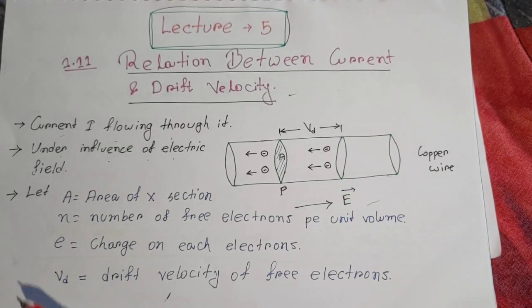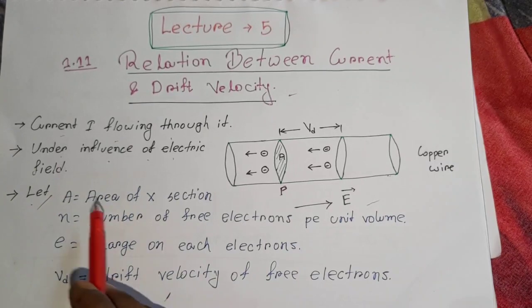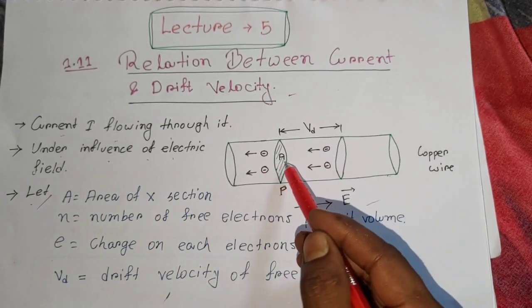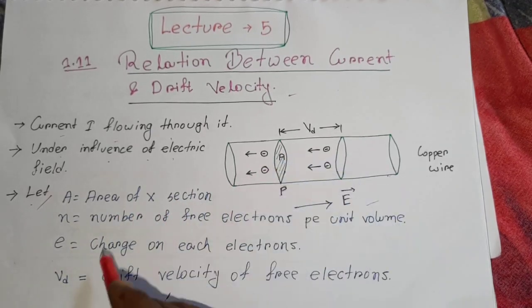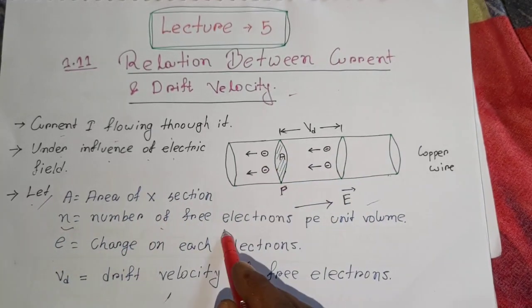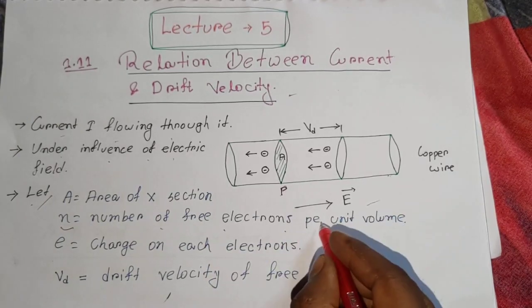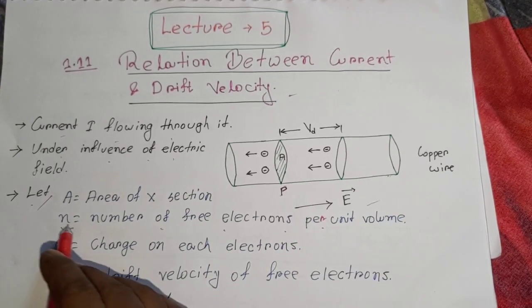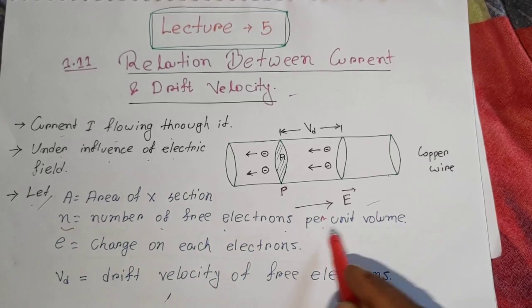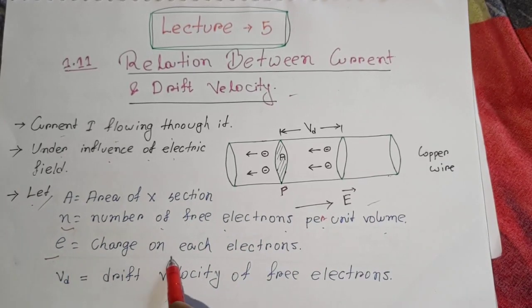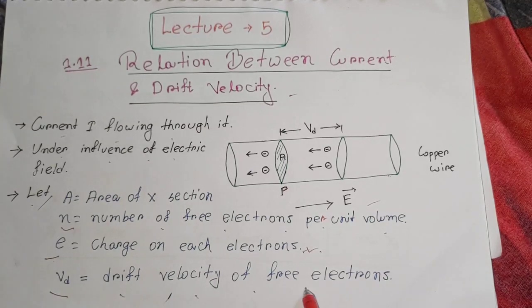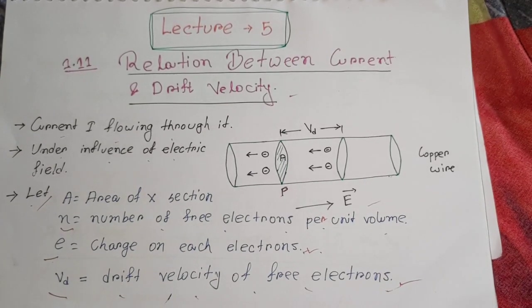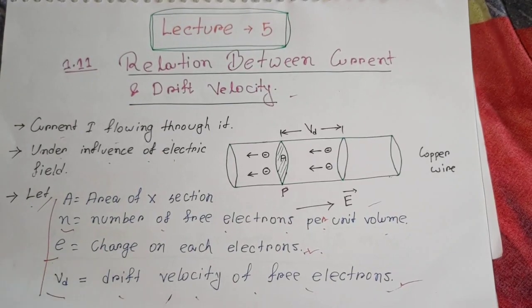Let A be the area of cross section. N is the number of free electrons per unit volume, e is the charge on each free electron, and Vd is the drift velocity of free electrons. We are assuming all this.